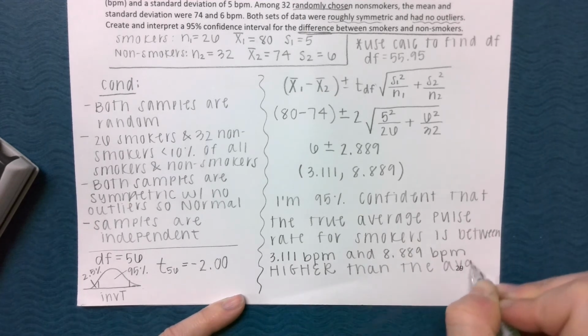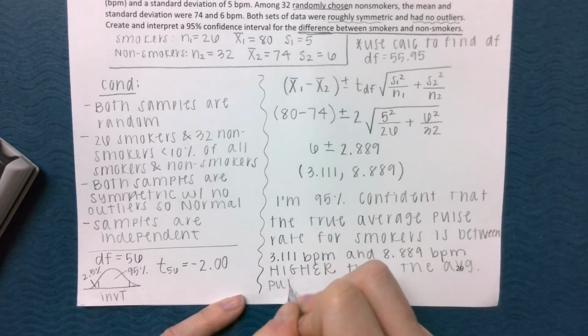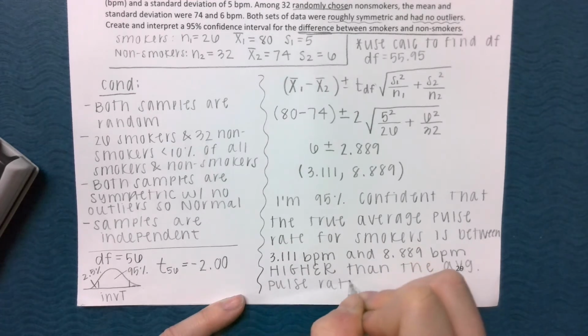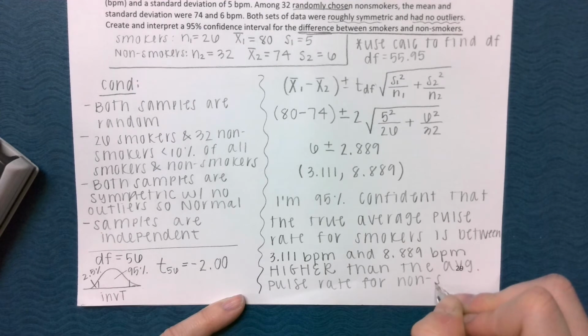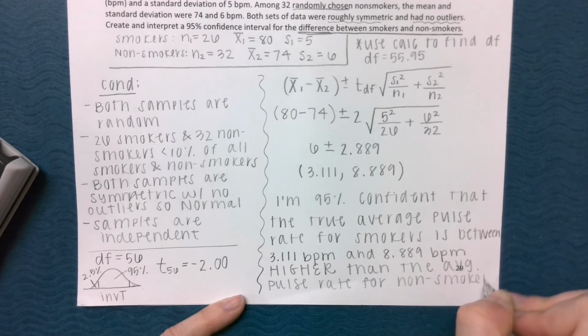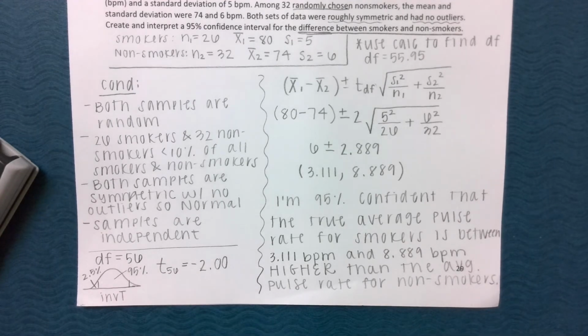higher than the average pulse rate for non-smokers. Hopefully that is sounding familiar. Generally, it's following the same format as we saw with proportions. The only difference is that you are looking at averages instead of proportions.